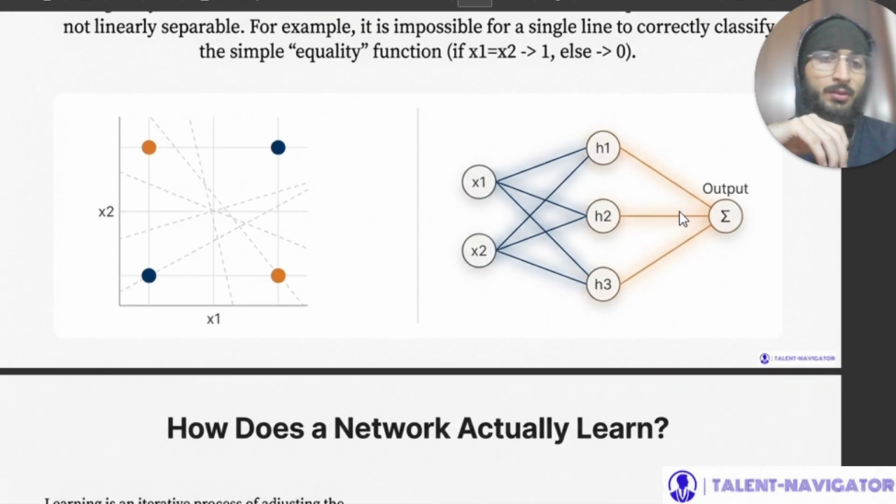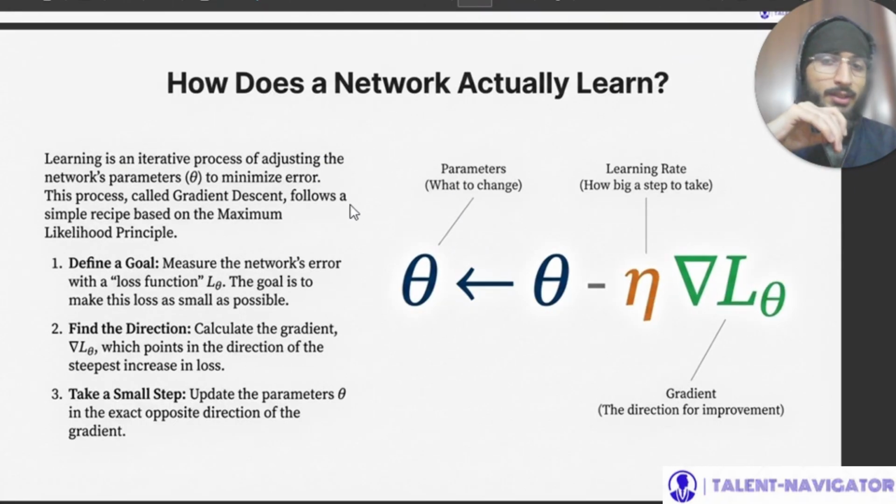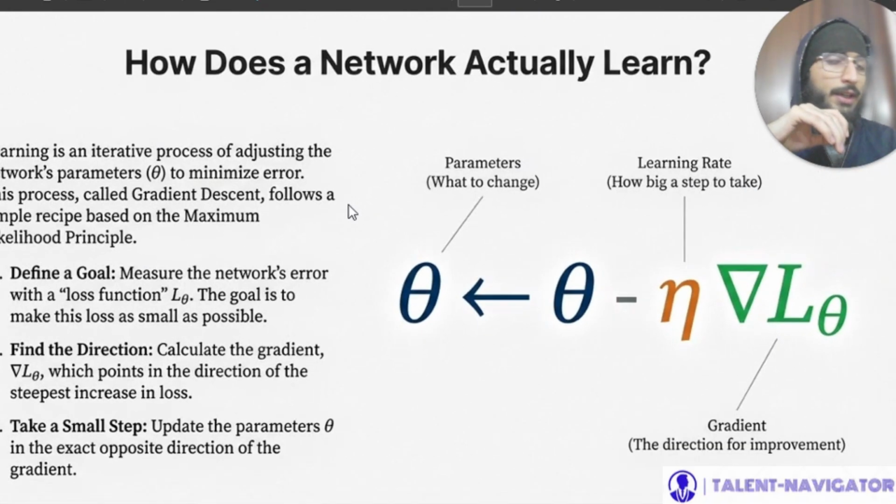Right. So how does a network actually learn? Learning is an iterative process of adjusting the network's parameters theta to minimize error. This process is called gradient descent, which follows a simple recipe based on the MLE, that is maximum likelihood principle. So we first need to define a goal, that is, measure the network's error with the loss function L theta. The goal is to make this loss as small as possible.